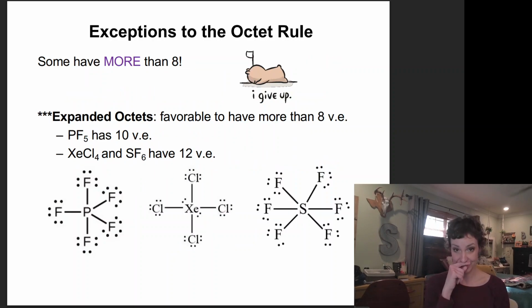We've got some more exceptions. Some atoms are cool with more than 8 valence electrons. You're like, I absolutely give up. You do not need to know any of my expanded octets, but I thought it would be cool to show you them because they create some really, really interesting shapes that I'd love to show some examples of when we get into our lessons on VSEPR and molecular geometry.